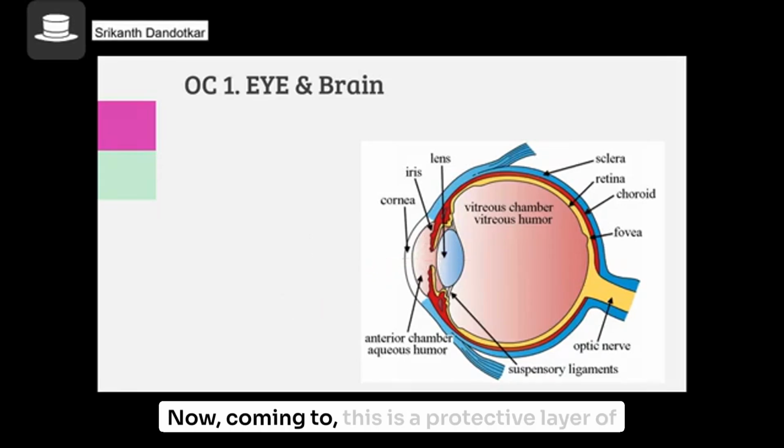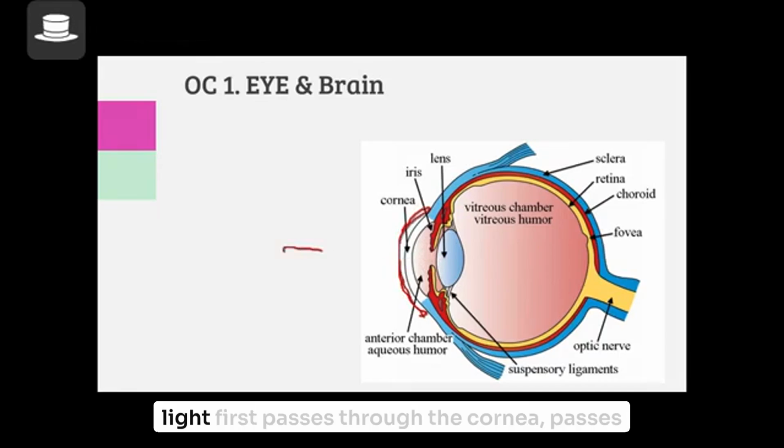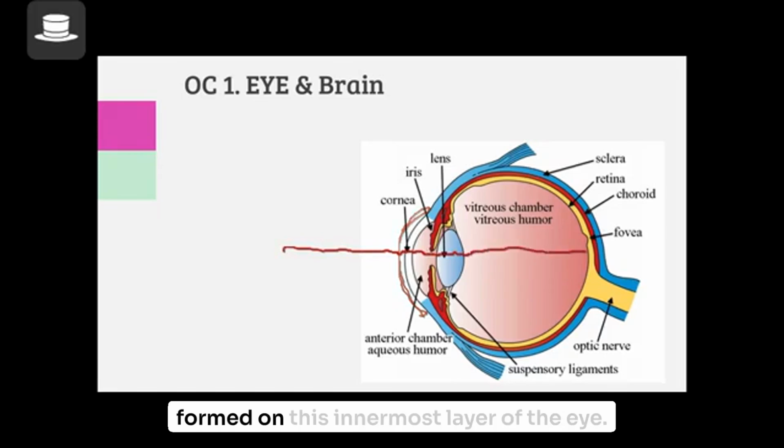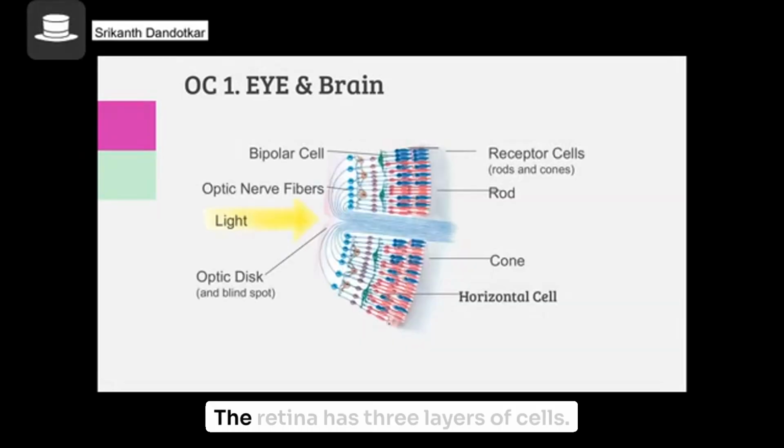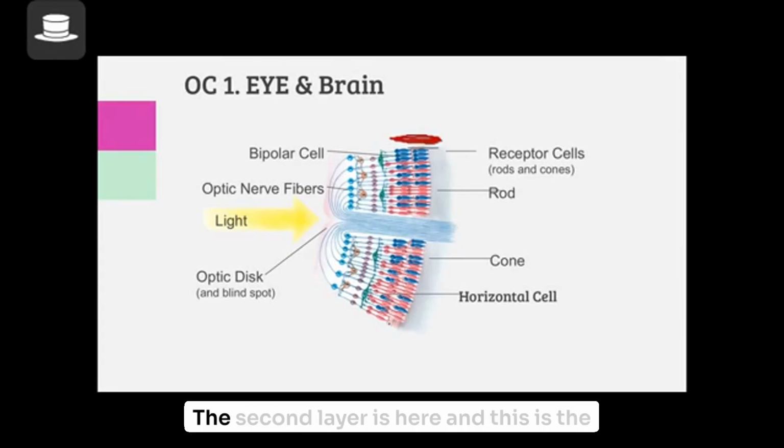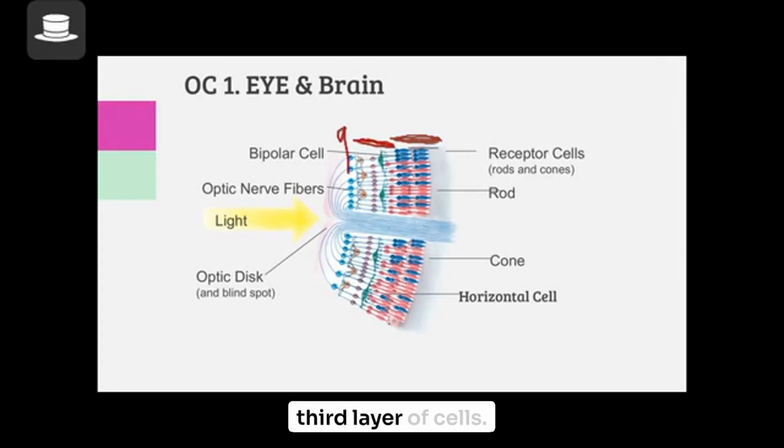Now, coming to this, this is a protective layer, the cornea, a transparent layer. Light first passes through the cornea, passes through the pupil, then the lens, and the image is formed on this innermost layer of the eye, the retina. There is the fovea. This is the part where there are more photoreceptors, in the center of the eye. The retina has 3 layers of cells. The first layer is here, the second layer is here, and this is the third layer of cells.